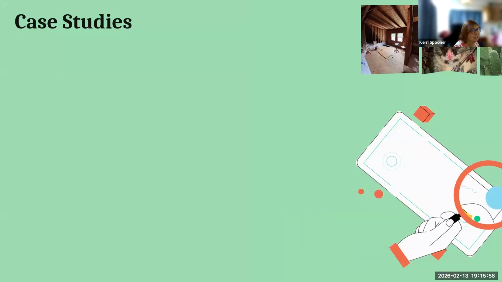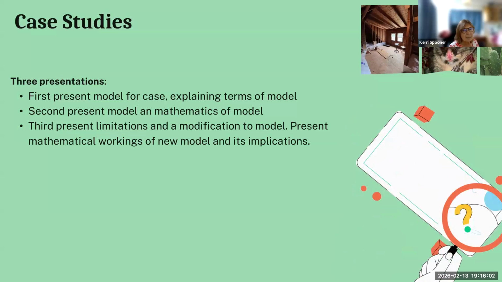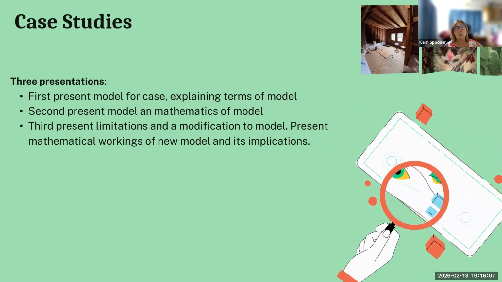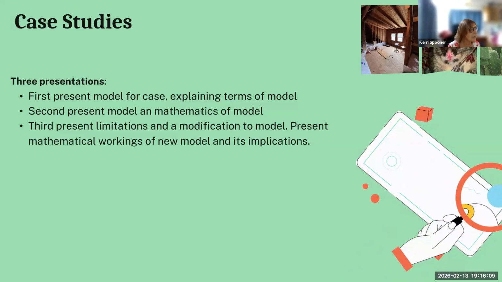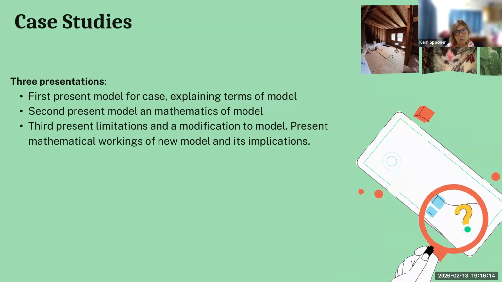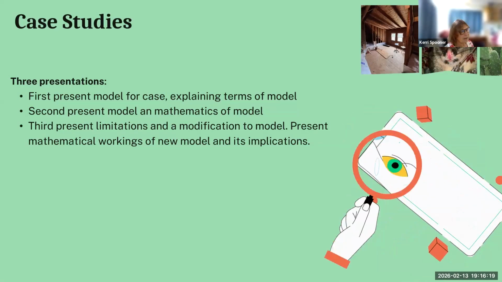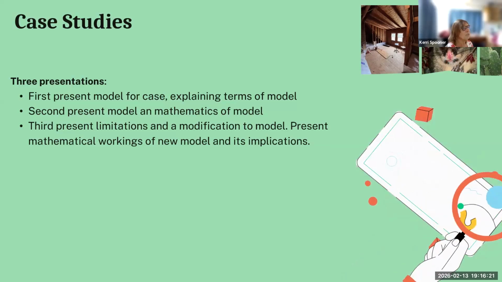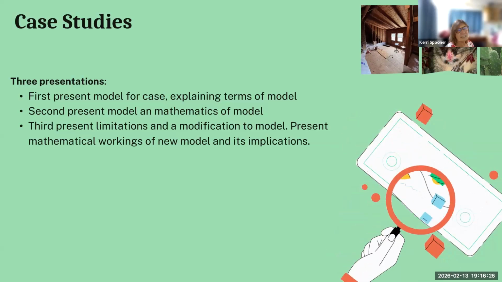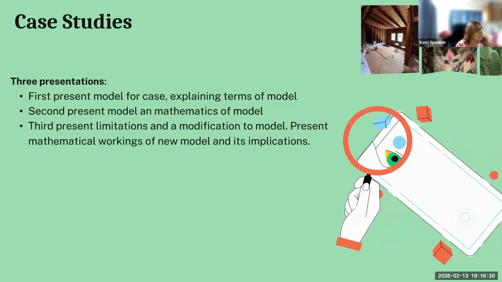And the student presentations for these, we normally do them in three key parts, three key presentations. In the first presentation, students present the model and what each of the terms of the model mean. In the second presentation, they present the mathematics and even any visuals, any phase portraits, or time versus behavior graphs from the models. And then the third presentation is about identifying the limitations and making a modification and working that modification through.